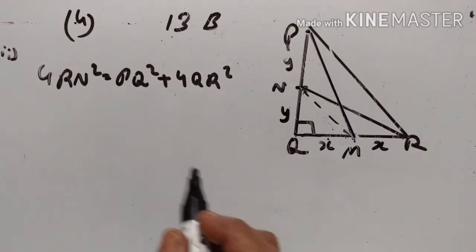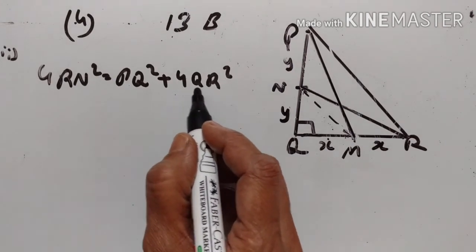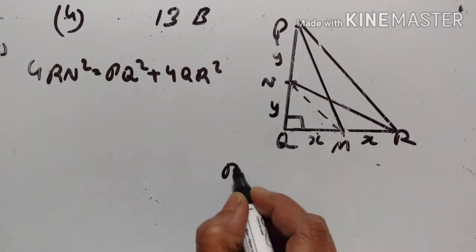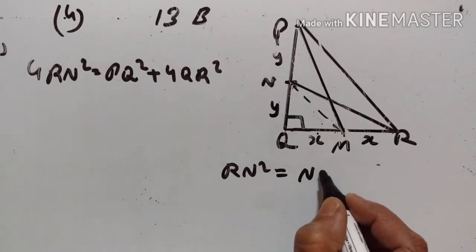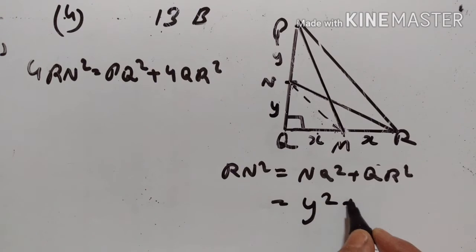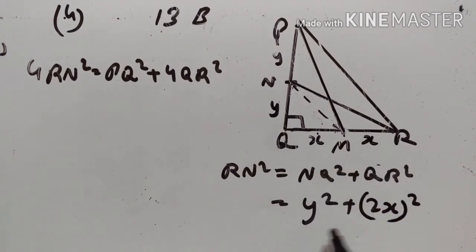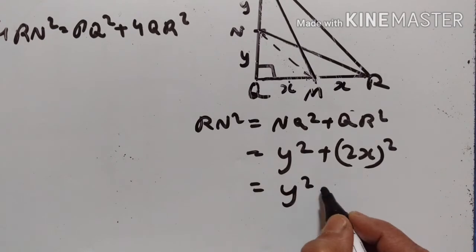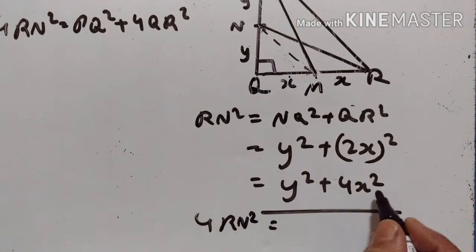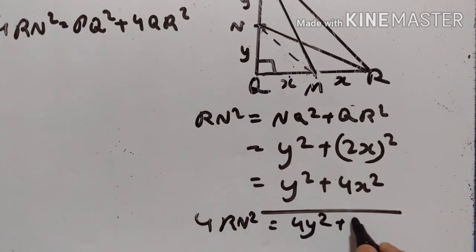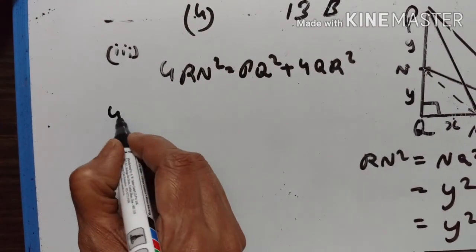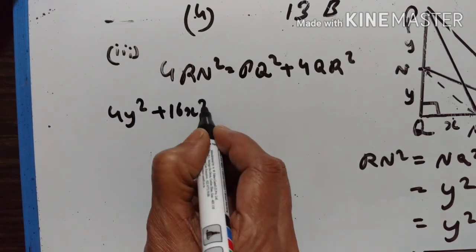Next we have to prove that 4RN square is equal to PQ square plus 4QR square. What is 4RN square? In this triangle, RN square is equal to NQ square plus QR square. NQ square is equal to y square, QR square is equal to 2x square, which is y square plus 4x square. 4RN square is equal to 4 into all this, 4y square plus 16x square.